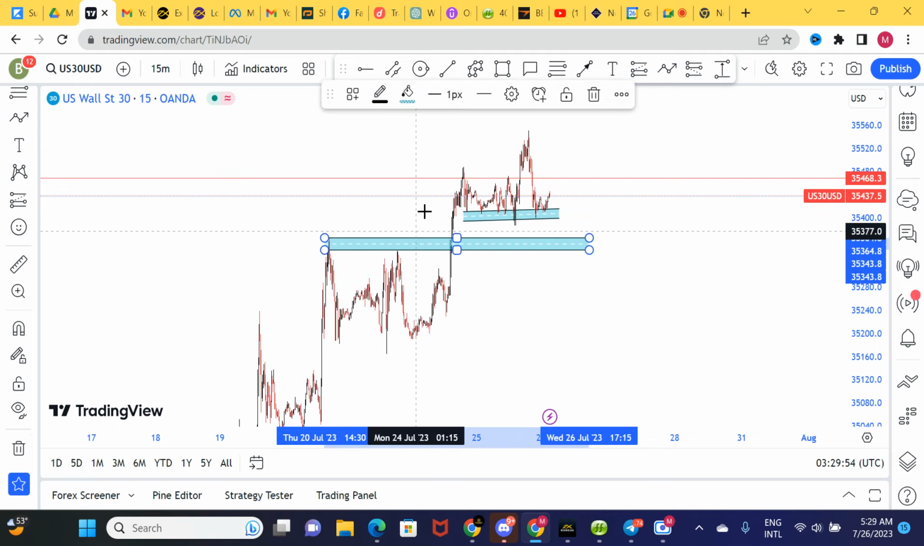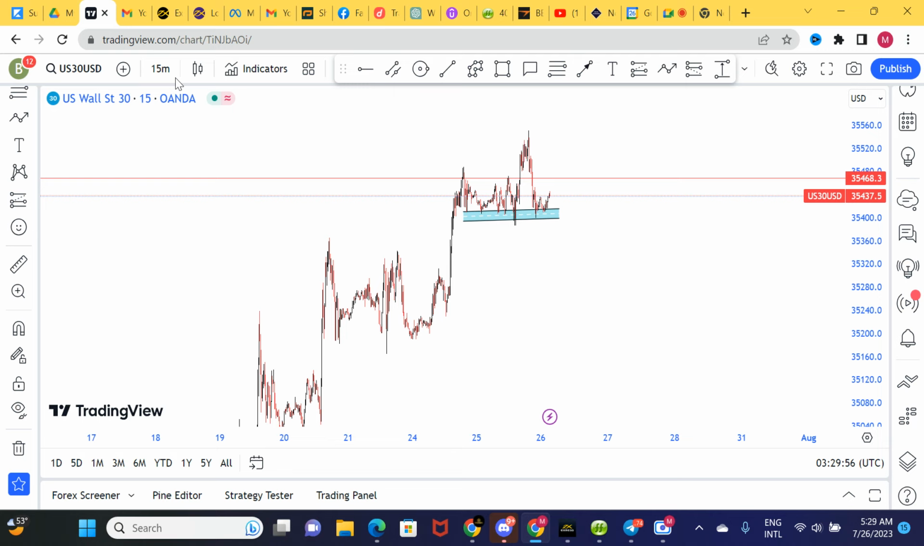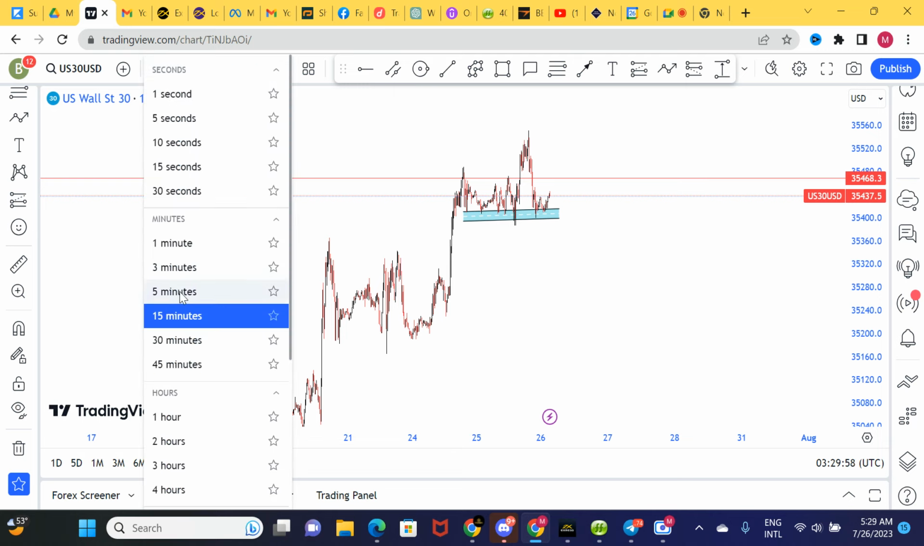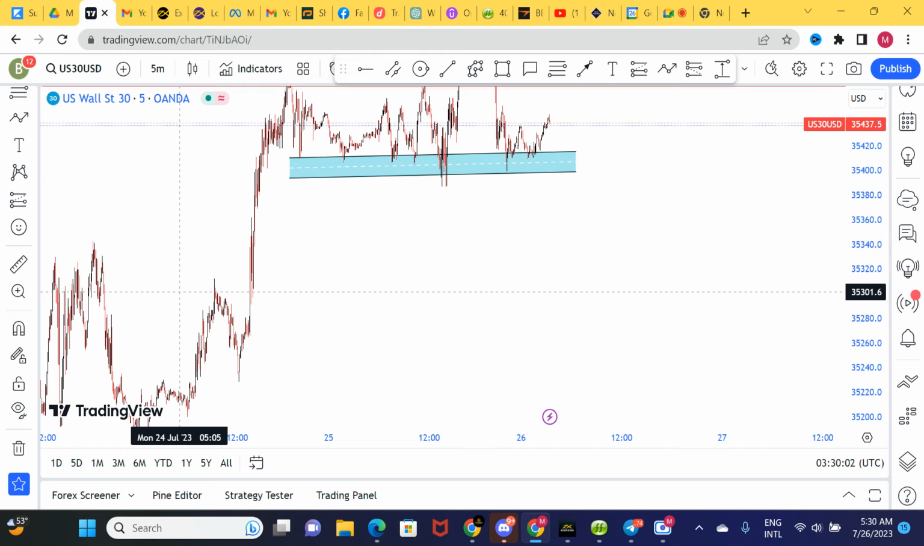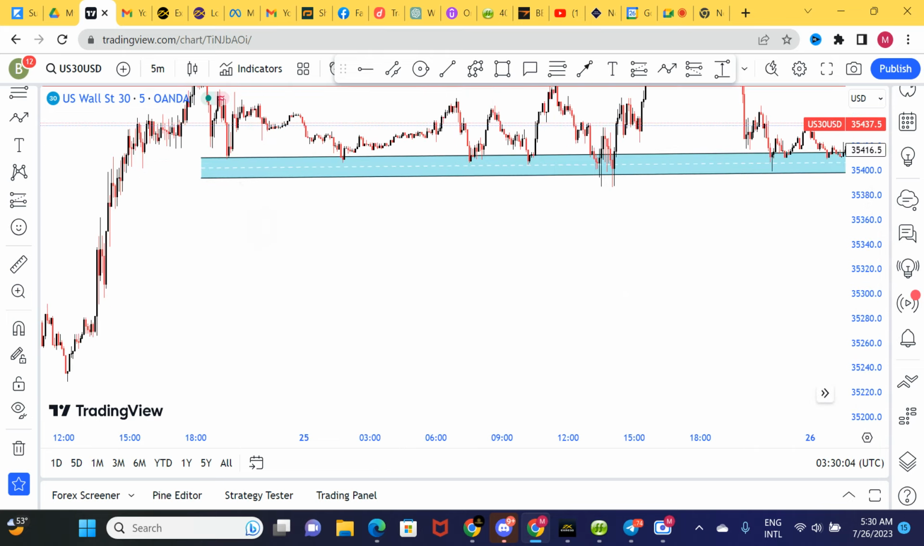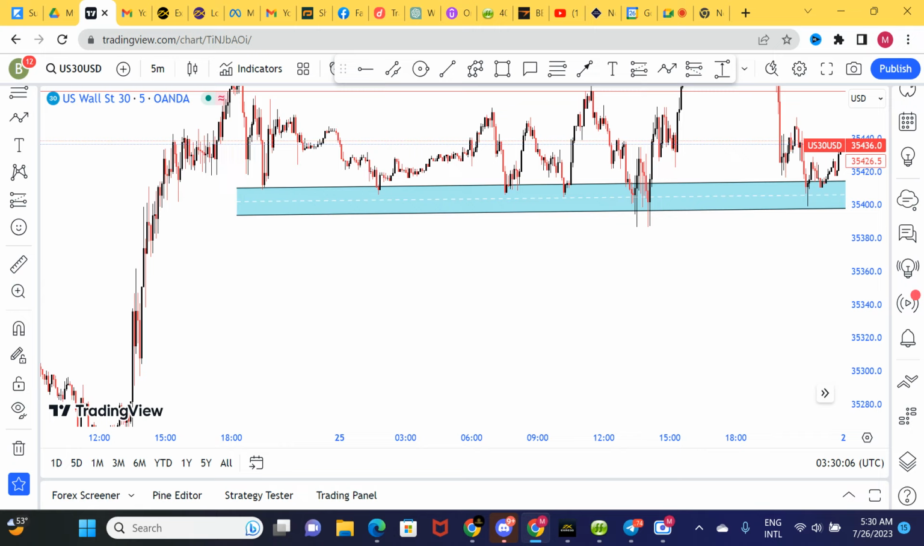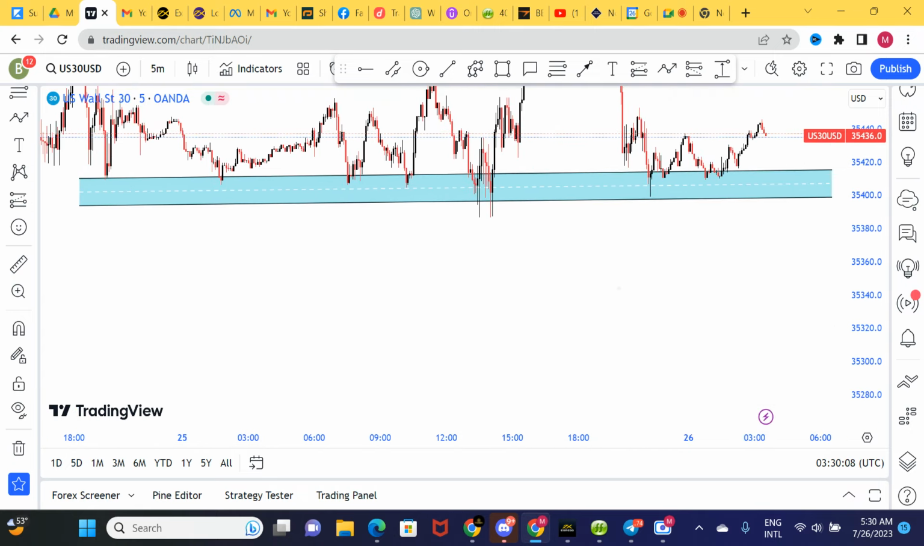So what we're looking for, ladies and gentlemen, let me go to a lower time frame now, 5 minute or 10-minute time frame, and see what we can expect. So from here, I'll be checking what we can expect from this.